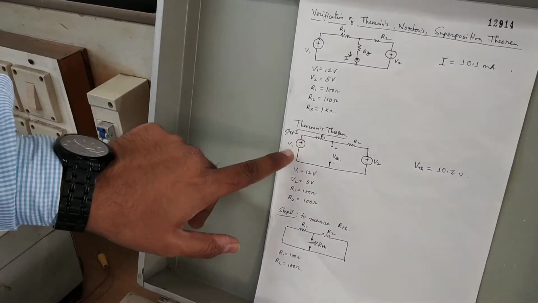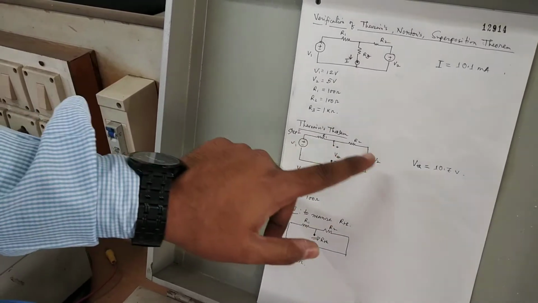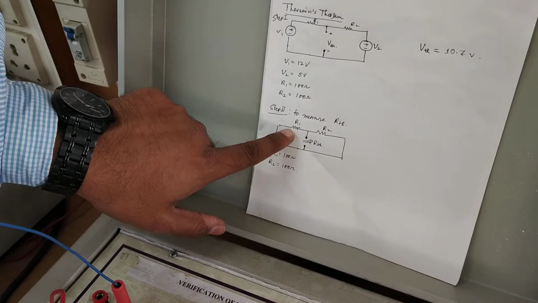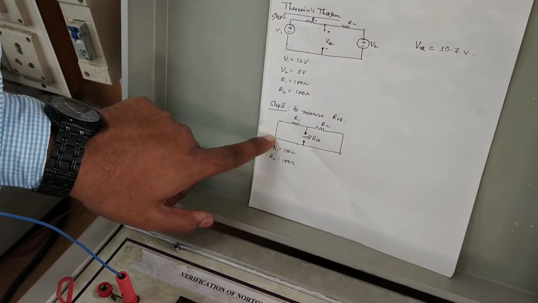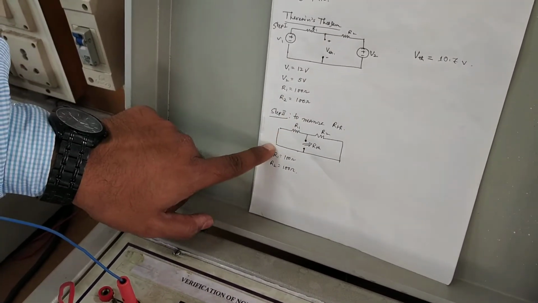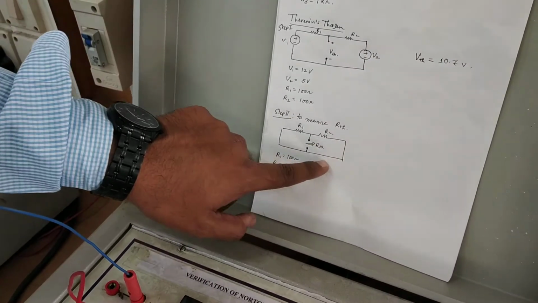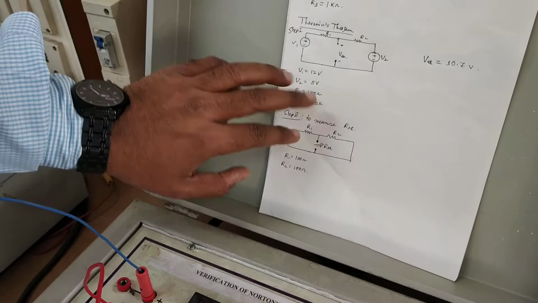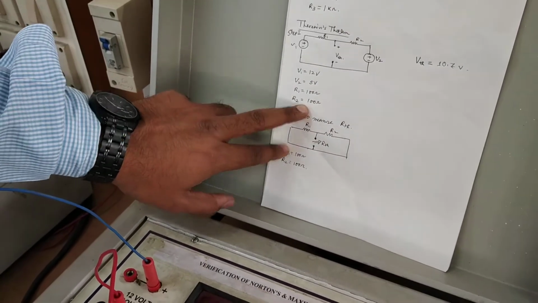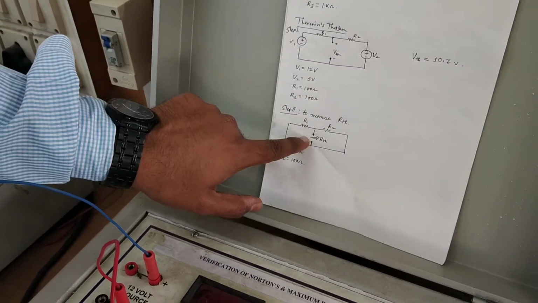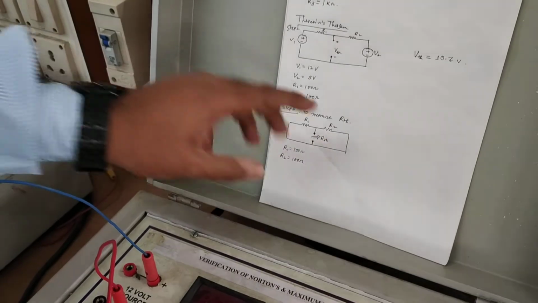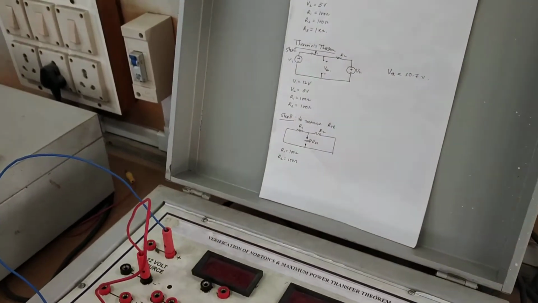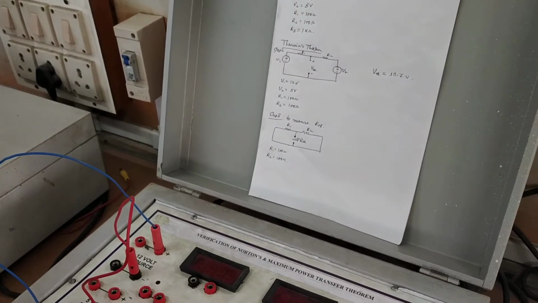So if you short V1 and V2, then the equivalent circuit would be this. If you short V1, it will look like this. If you short V2, it will look like this. So only R1 and R2 will remain present in the network, and you must measure the Thevenin resistance from the back terminal of the network. That means you need to measure RThevenin from the load terminals.